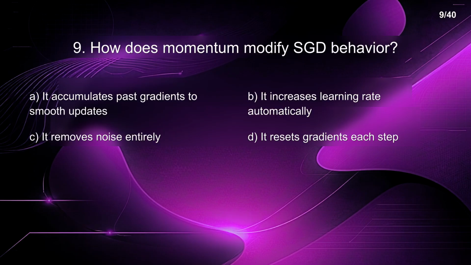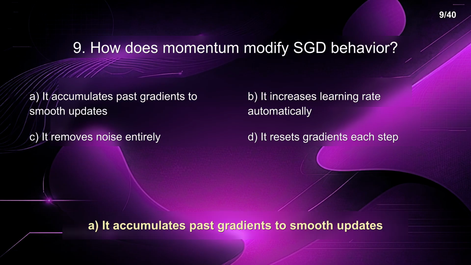Ninth question. How does momentum modify SGD behavior? A. It accumulates past gradients to smooth updates. B. It increases learning rate automatically. C. It removes noise entirely. D. It resets gradients each step. Correct answer is A. It accumulates past gradients to smooth updates.